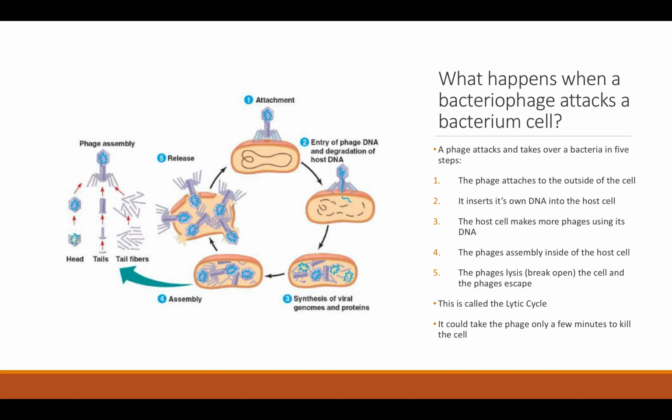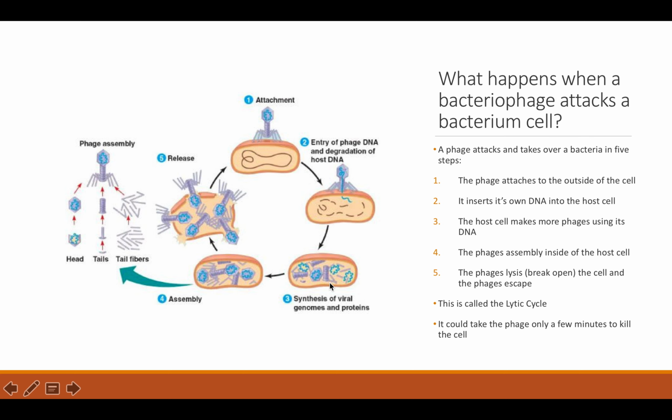And so to say what happens when the phage attacks, how does the CRISPR work? A phage attacks the bacterium in 5 steps. The first thing it does is attach to the cell. It will grab on with its legs to the bacterium here.